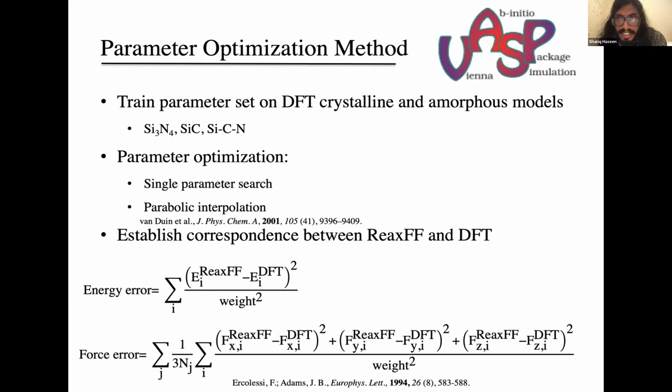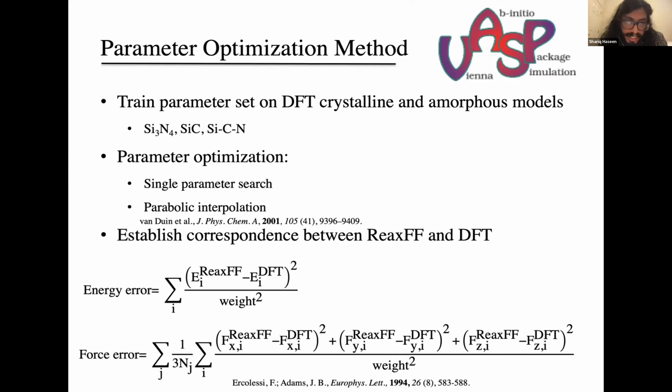So because of the highly correlated nature of all these Reax parameters, for our set, it could be over 150 parameters that we're looking to optimize just for our four elements: silicon, carbon, nitrogen, hydrogen. So for all these parameters, there are supposedly very strong correlations that can occur between the parameters. So we choose a single parameter search to optimize our parameters, and we use a parabolic interpolation to find the minimum of our error surface.